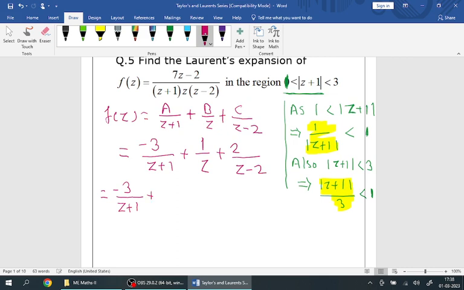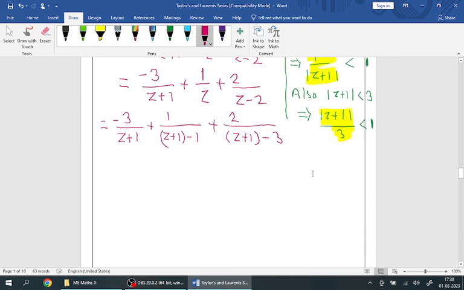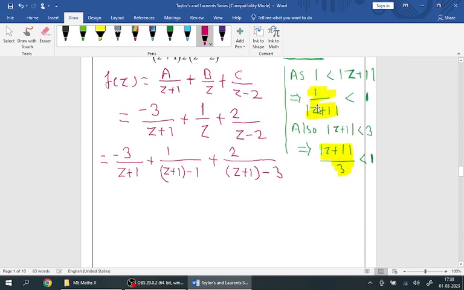The second term, yes, we want that Z plus 1, so we take Z plus 1 minus 1. Plus 2 upon, now here also we want that Z plus 1, so Z plus 1 minus 3. So those are the adjustments that we did. Now we have to take the common, so that we should get either 1 upon Z plus 1 or Z plus 1 upon 3. So from the second term we will observe, if we take Z plus 1 common, we get 1 minus 1 upon Z plus 1. And from the third term we should take minus 3 common, so that we get 1 minus Z plus 1 upon 3.